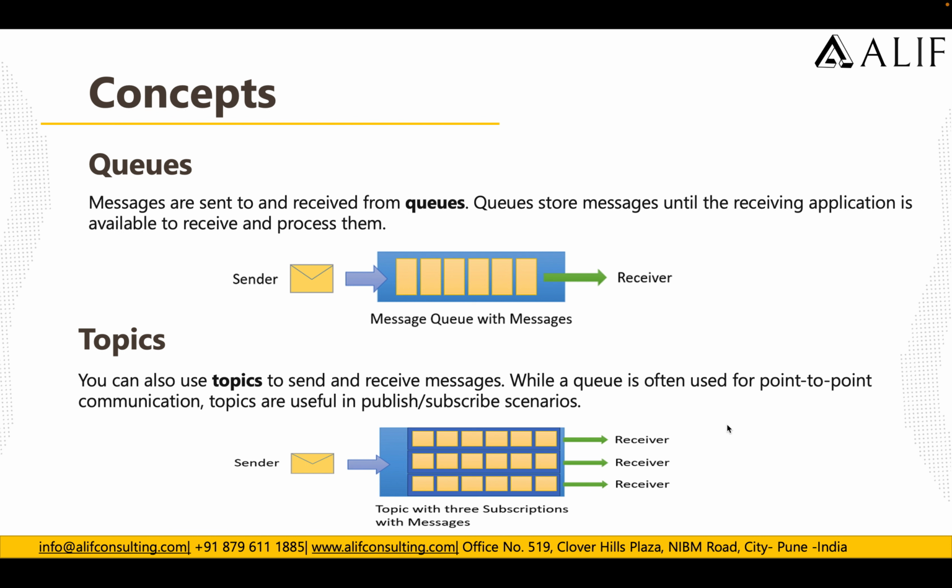You can also use a topic to send and receive messages, while a queue is often used for point-to-point communication, like one point to another point. Topics are useful in publish and subscribe scenarios. In a queue, your sender is one and your receiver is one. But in a topic, your sender can be only one, but you can have multiple receivers at the other end. So if you have a scenario with multiple receivers, then you can go for a topic only.